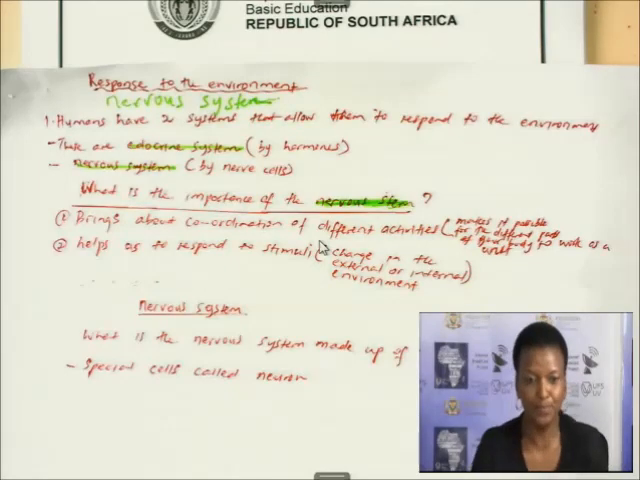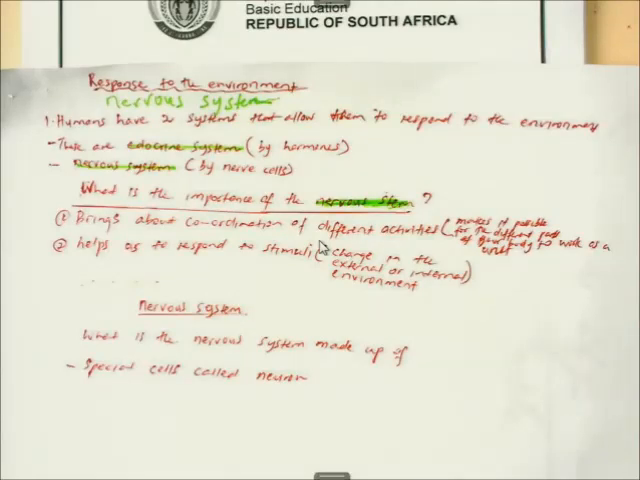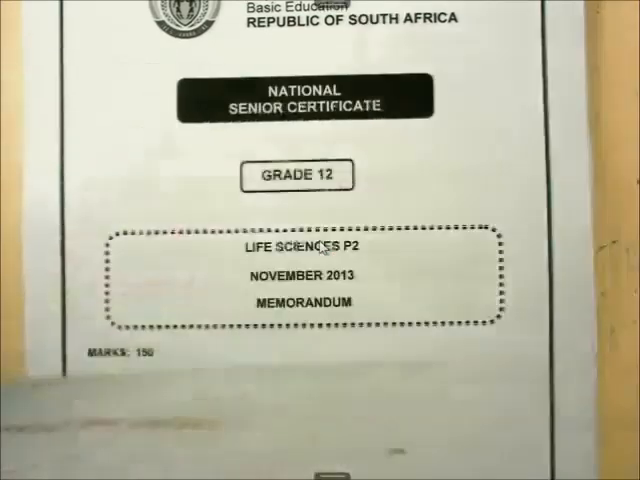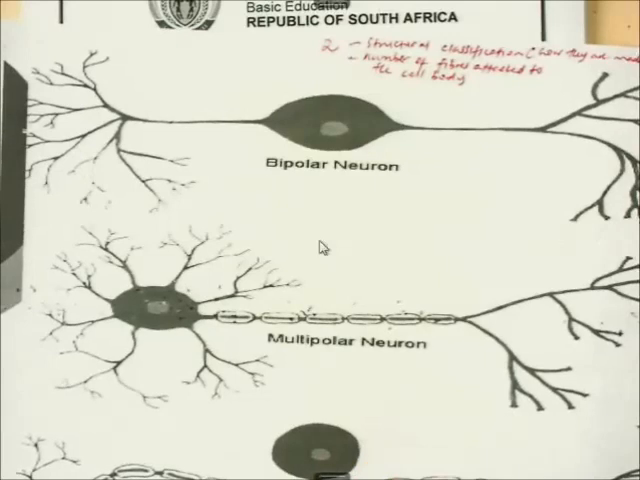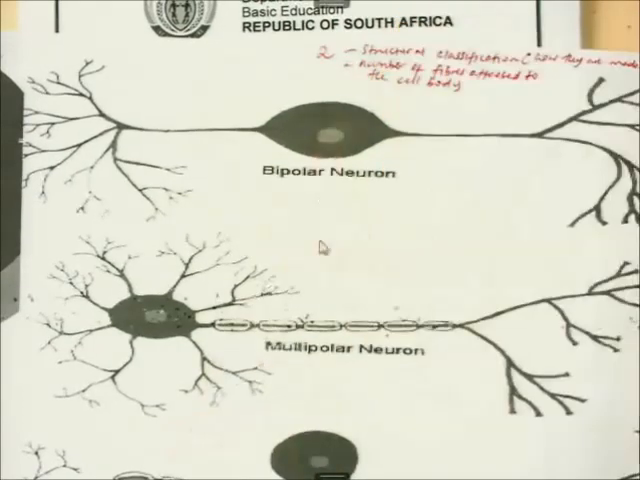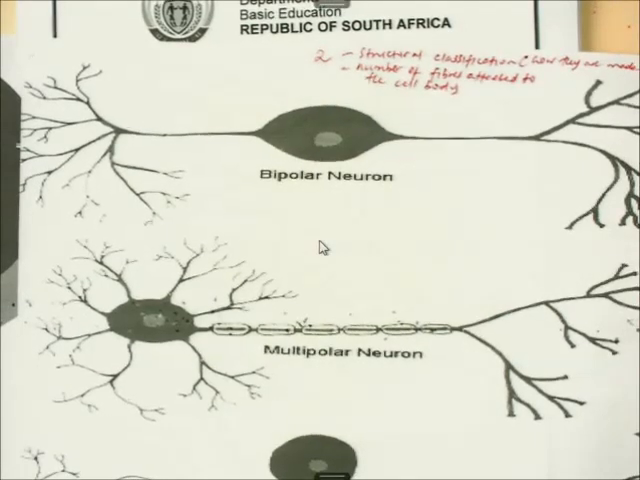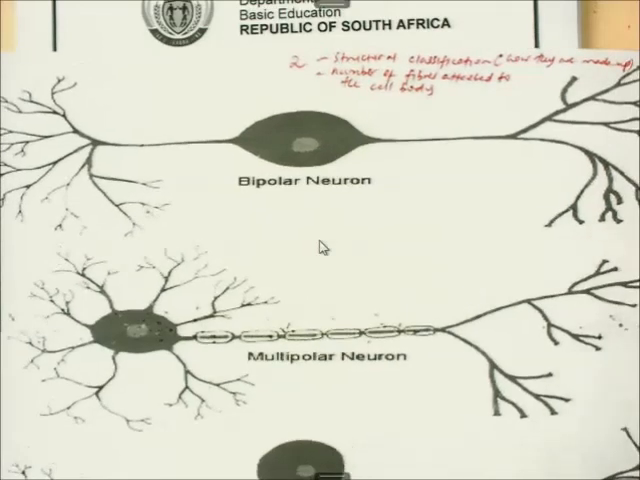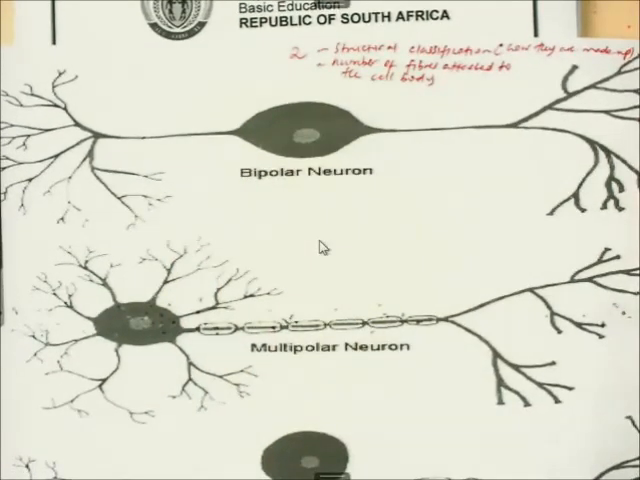So, what is the nervous system made up of? The nervous system is made up of special cells which are called neurons. What must be known about the neurons is that neurons are classified according to their structure, and neurons can also be classified according to their function. Here I have the classification of neurons according to their structure. When we look at the classification of neurons according to their structure, we simply look at the number of fibers which are attached to the cell body.